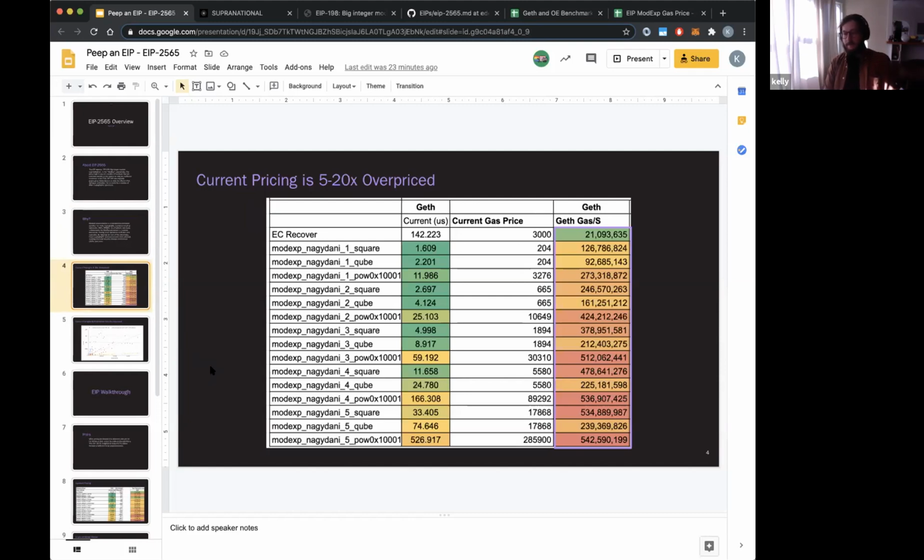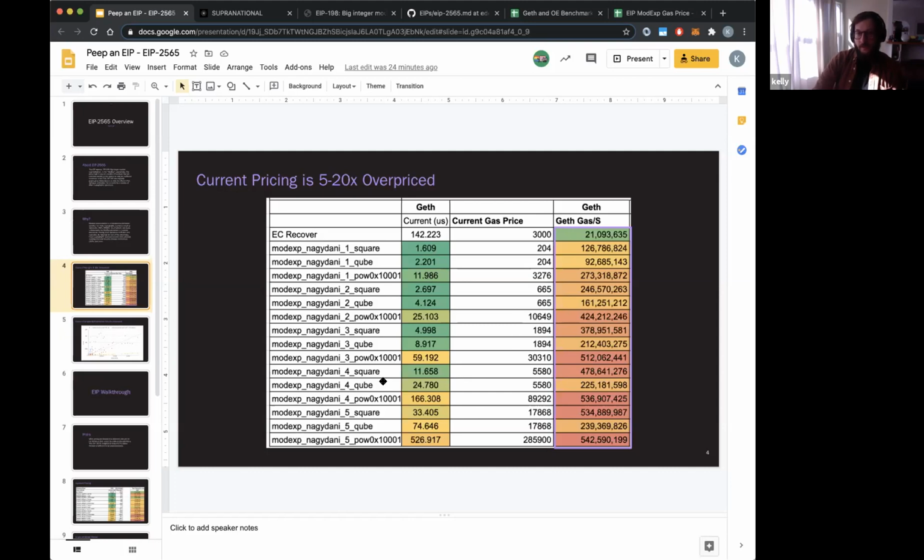Every EIP and every precompile has a set of test vectors and a benchmark that you can run for these test vectors. What you'll see here in this first column is EC recover, which is one of the main precompiles that's used today, an elliptic curve key recovery. And then we have a whole bunch of these test vectors for the modular exponentiation precompile operation.